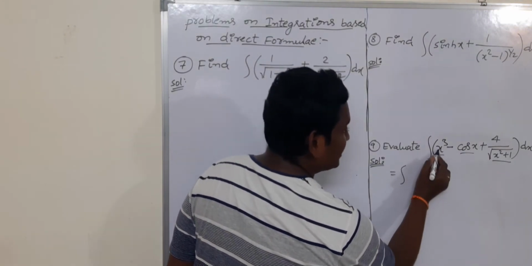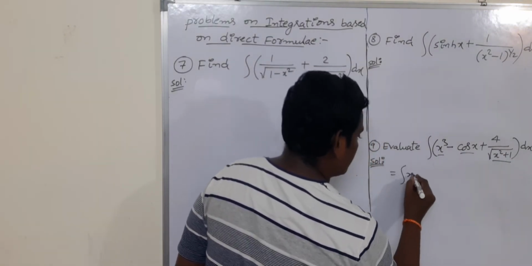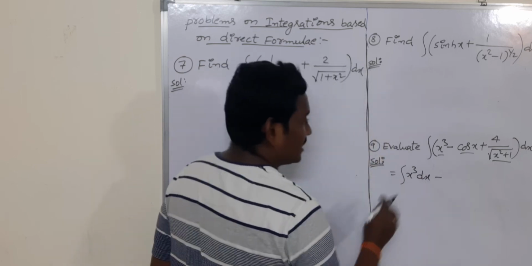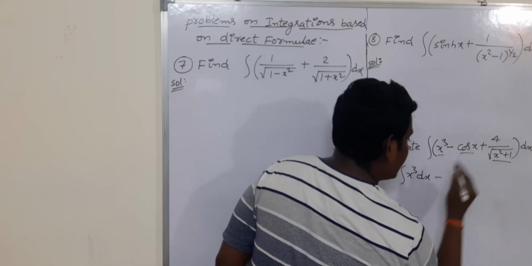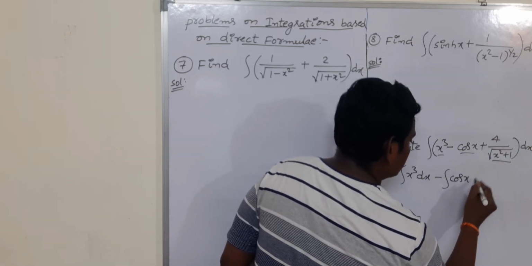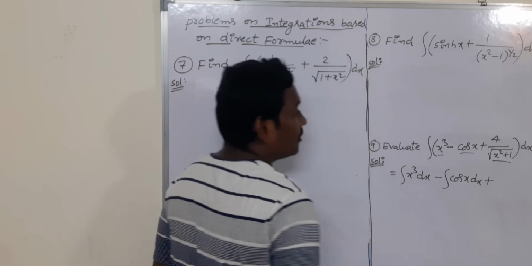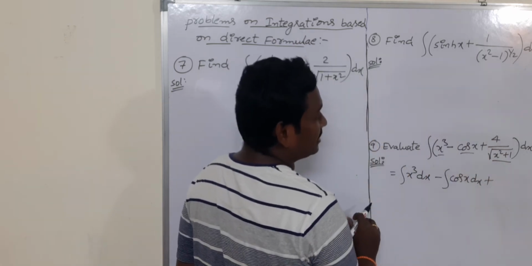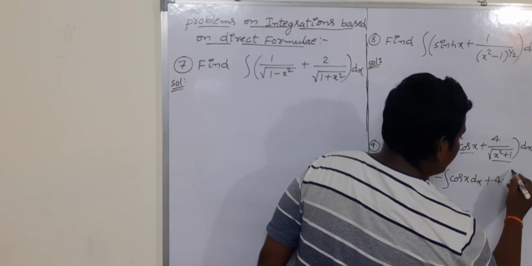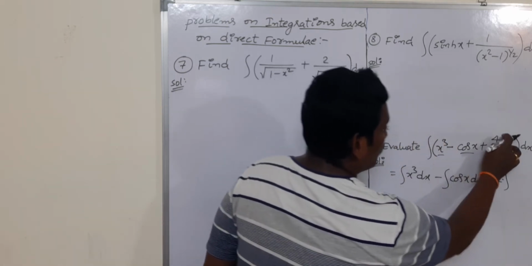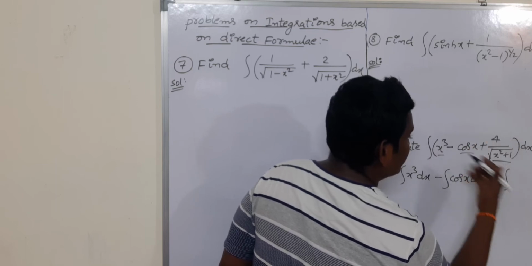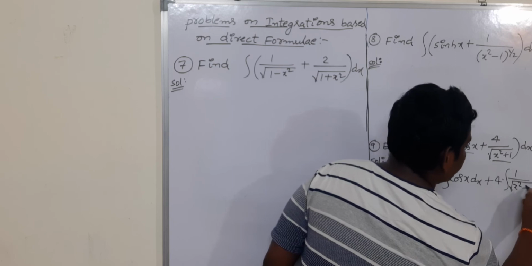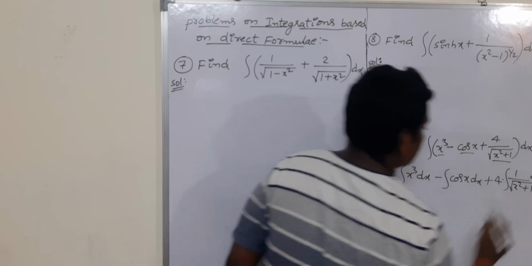The very first term is integral x cube dx, minus integral cos x dx, plus 4 is the constant term. So take it outside from the integration, simply write outside 4 into integral, 1 by 4 goes outside. That's why in the numerator we have only 1, root over x square plus 1, whole dx.